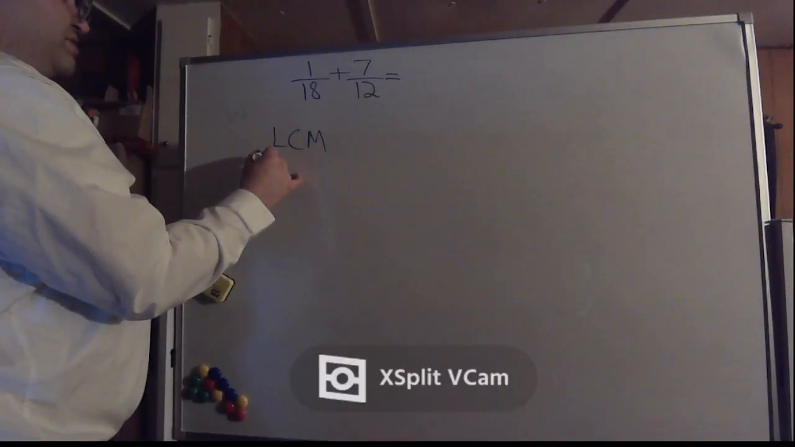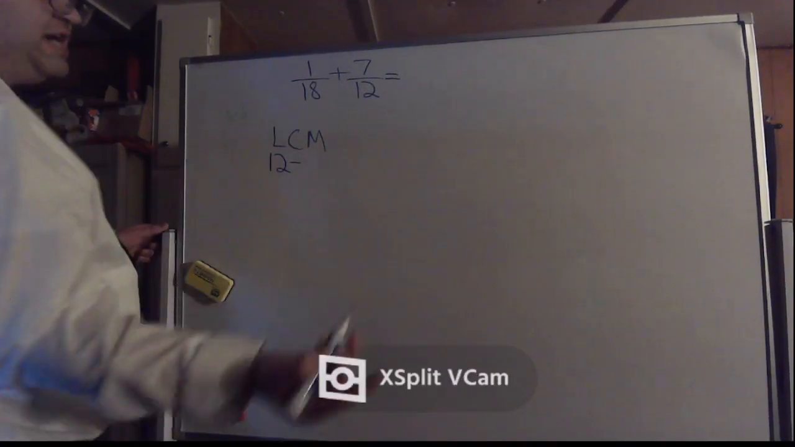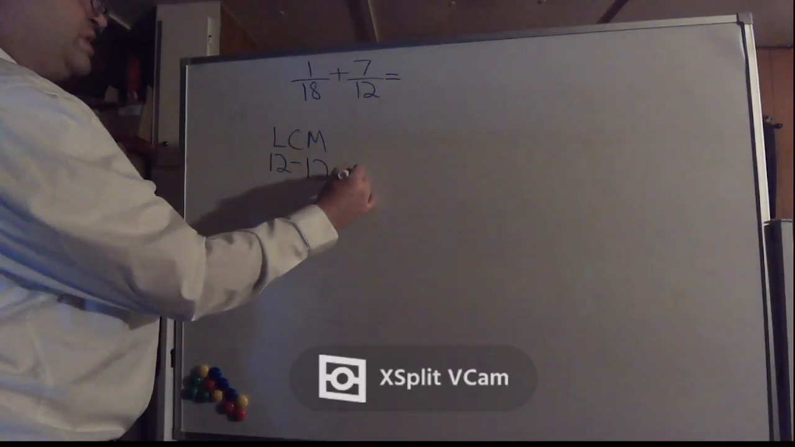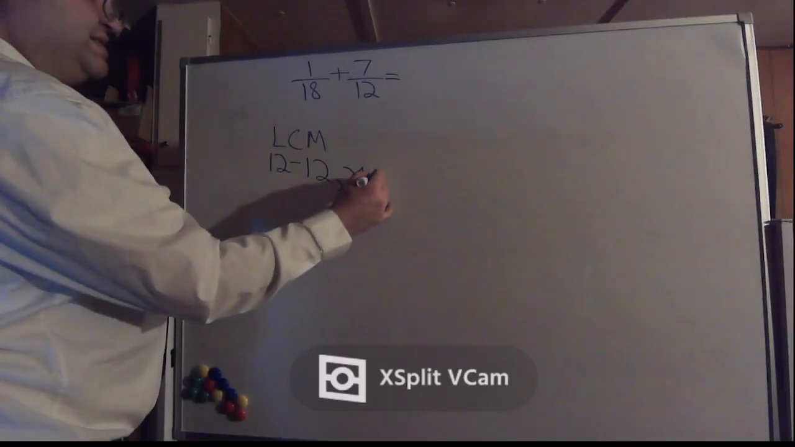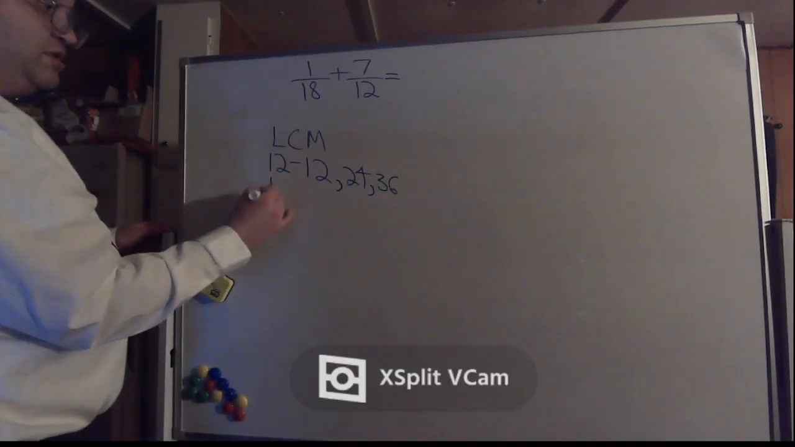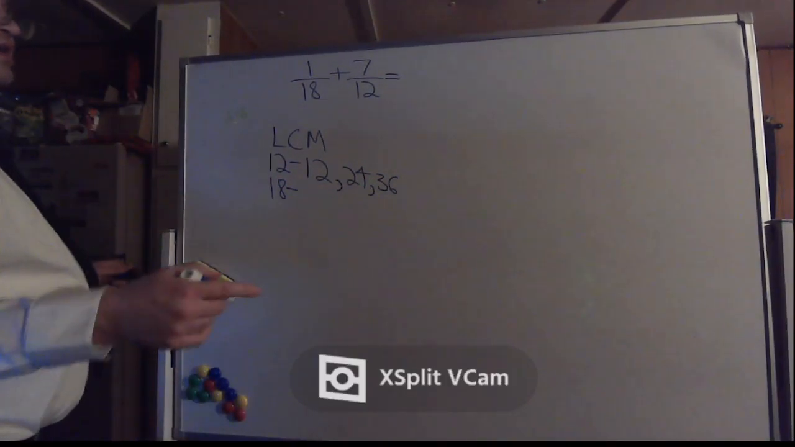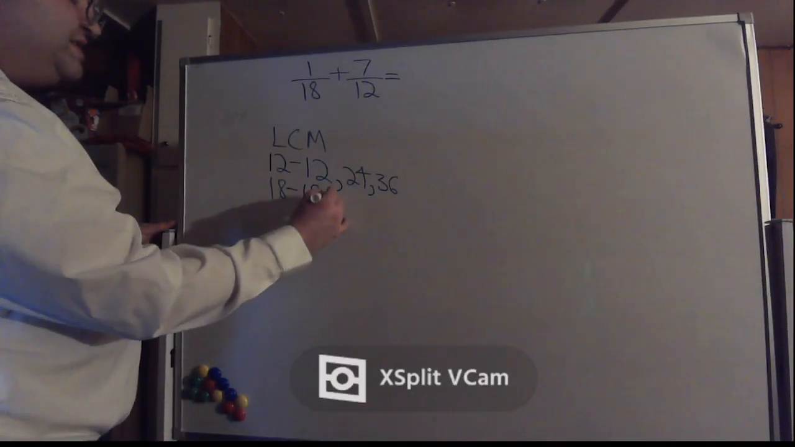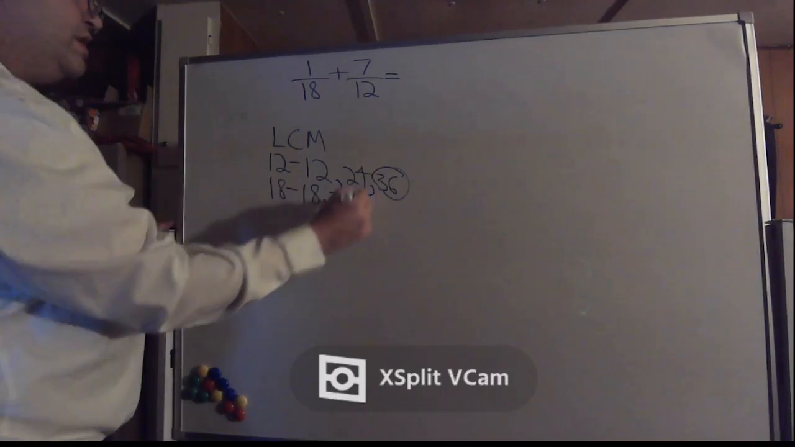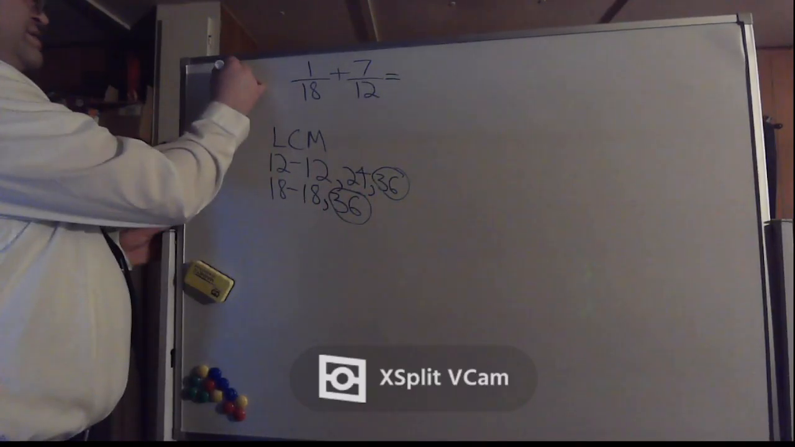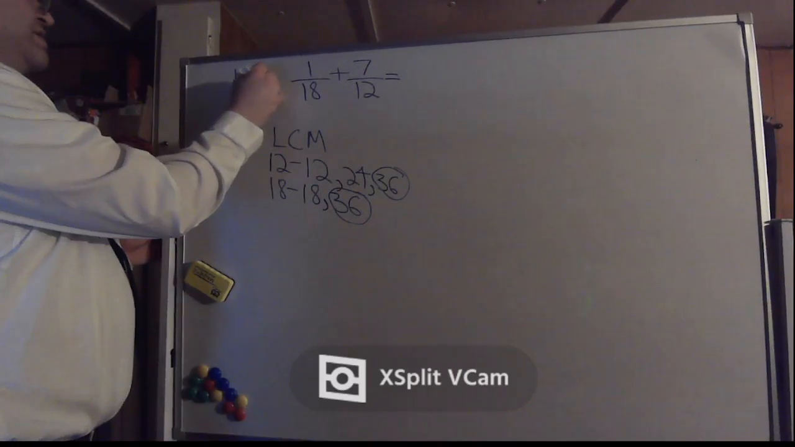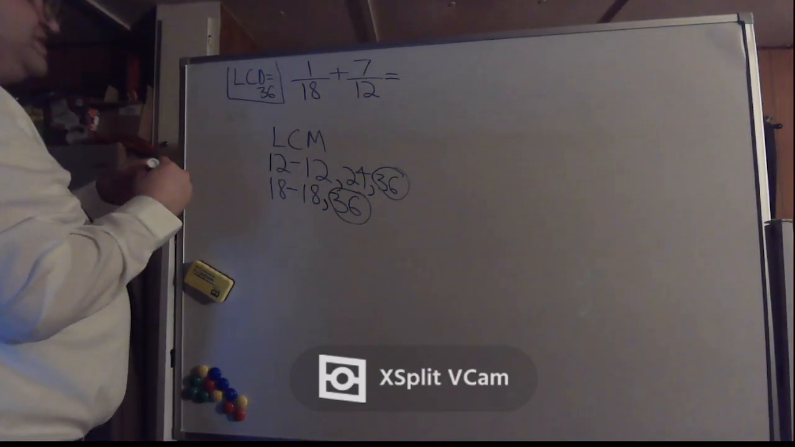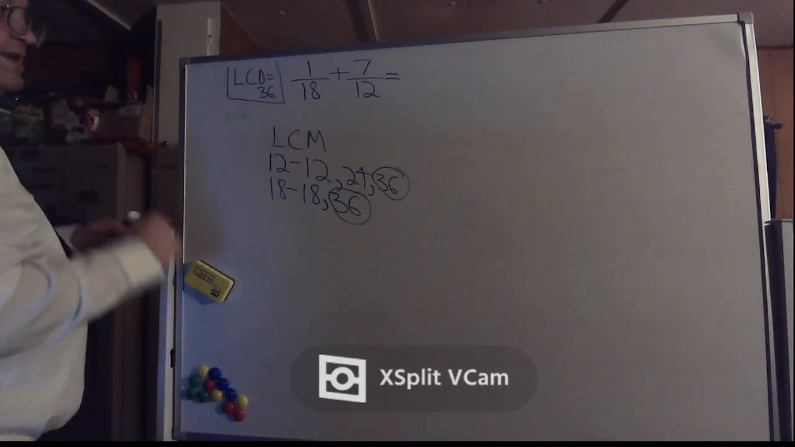So least common multiple of 12: 12 times 1 is 12, 12 times 2 is 24, 12 times 3 is 36. Least common multiple of 18: 18 times 1 is 18, 18 times 2 is 36. Well, stop right there. We found our least common multiple. So that means your least common denominator is going to equal 36. We'll put that off to the side so we know what we need to turn these denominators into.